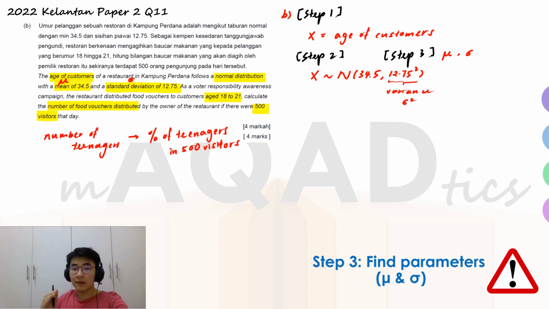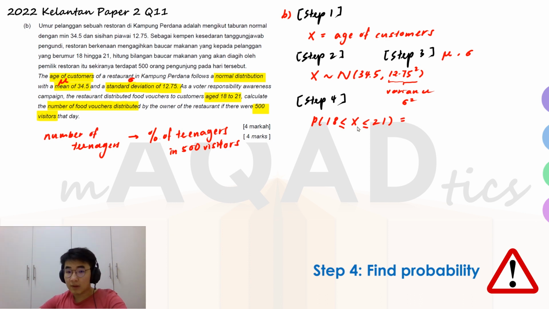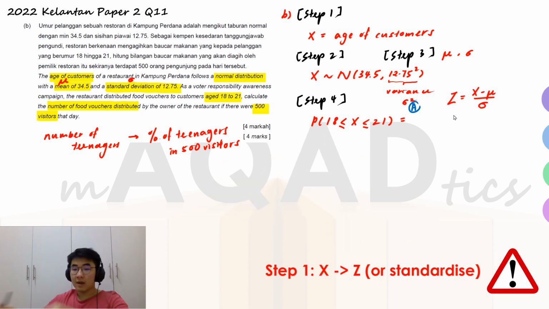And lastly, we go to step 4, which is to find the probability. The probability that we need to find is when x is between 18 and 21. To find probability for normal distributions, it will be a bit complex, so I split it into 3 parts. The first part is to standardize these values, 18 and 21. Let me show you how we standardize. If our x is 18, we minus the mean, which is 34.5, and we divide by the standard deviation, which is 12.75. Same goes for 21 as well.